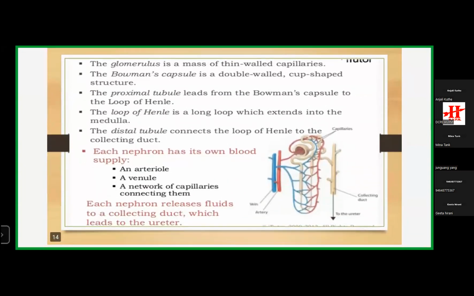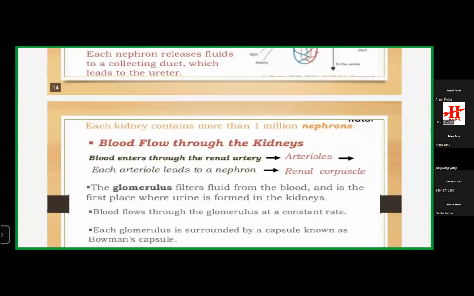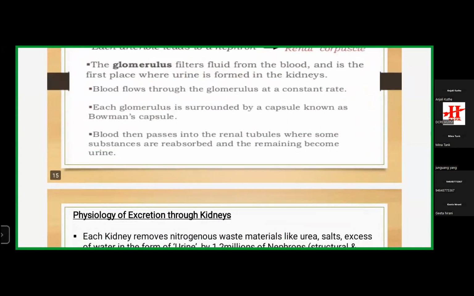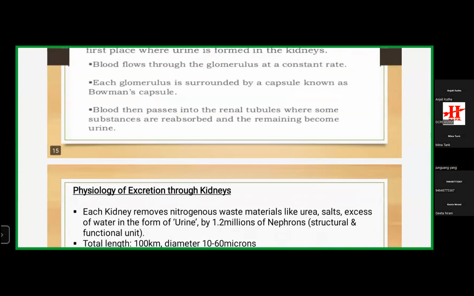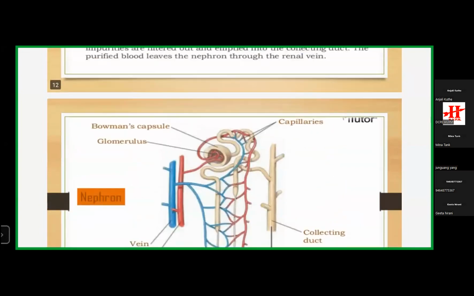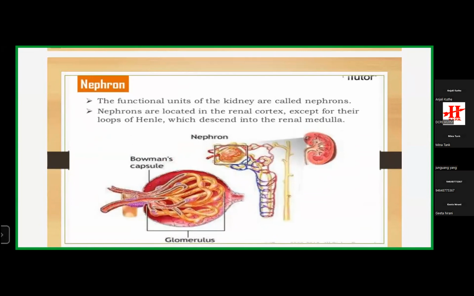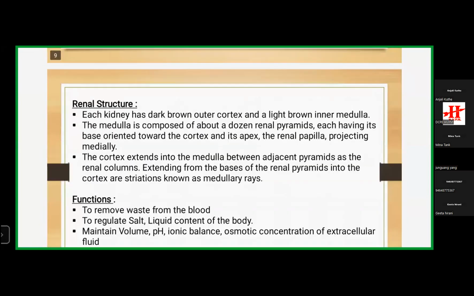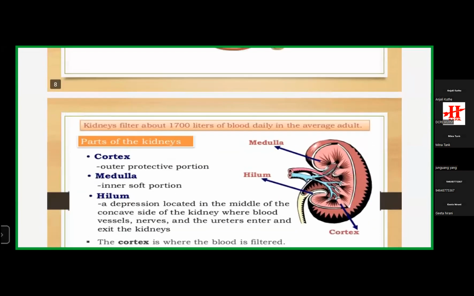This is all about the microscopic structure of the kidney. Again, what we have seen about the kidney, in 1 minute I will show you the structure of the kidney very fast.